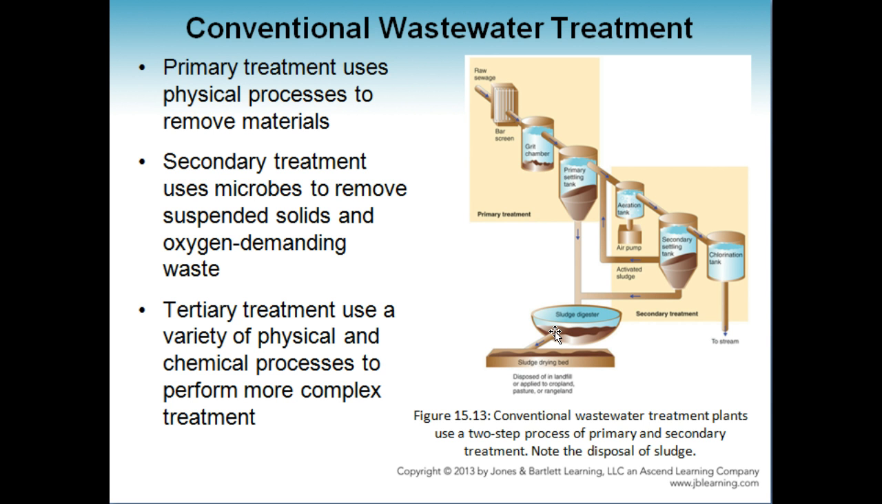This diagram shows conventional wastewater treatment, including primary, secondary, and tertiary types of treatment. Primary treatment uses physical processes to remove materials, filtering out trash that is not biodegradable, as well as rocks and asphalt from road systems. Secondary treatment uses microbes to remove suspended solids and oxygen-demanding waste.